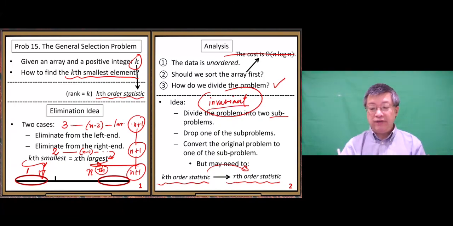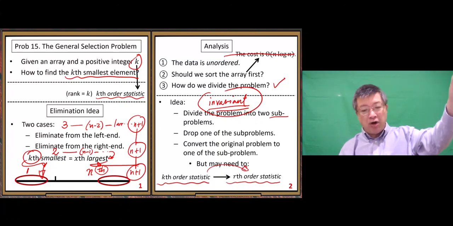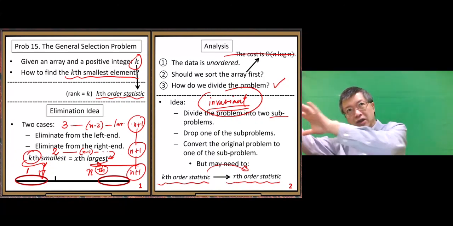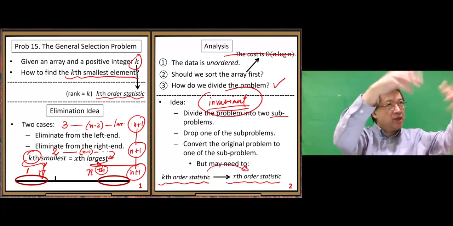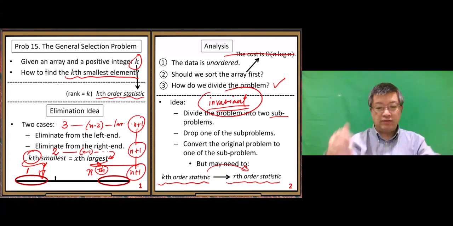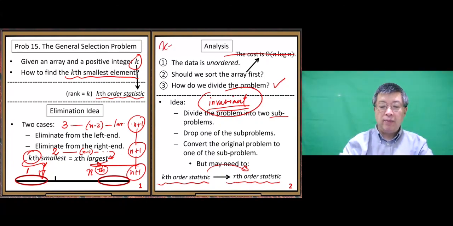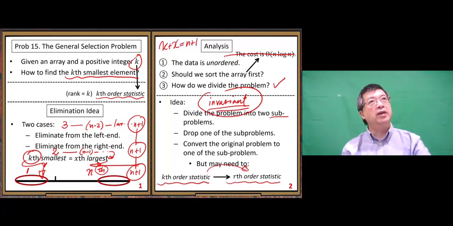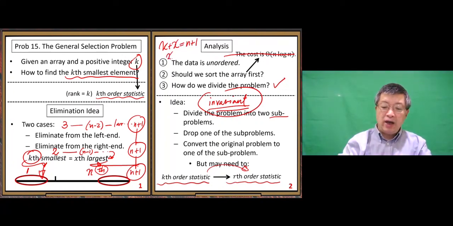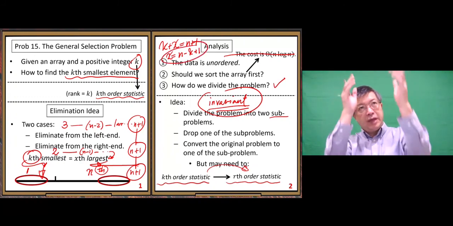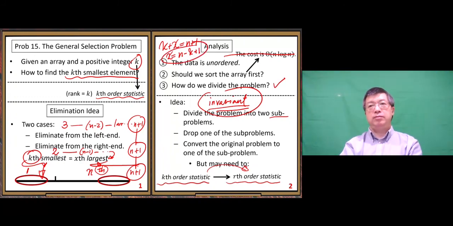With this invariant concept, now I ask you, you have a kth smallest. If you look from the larger side, what is that x? X largest corresponds to kth smallest. So k plus x equals the invariant, n plus 1, right? So x equals n minus k plus 1. That's how you find that number.